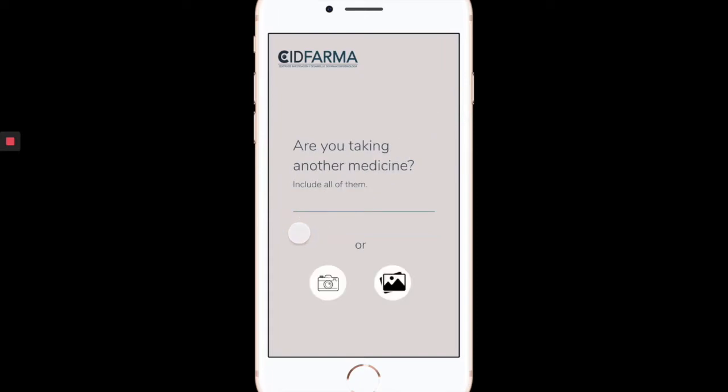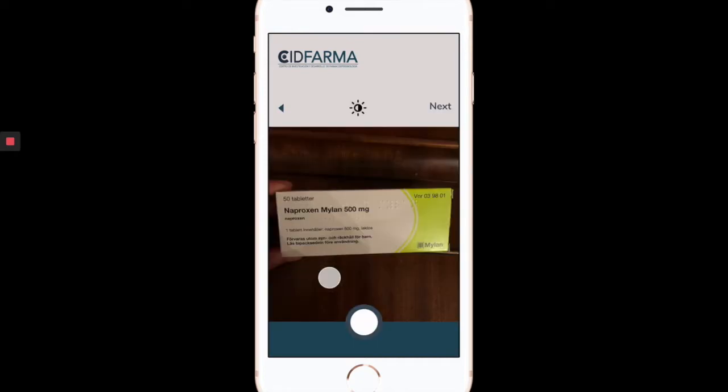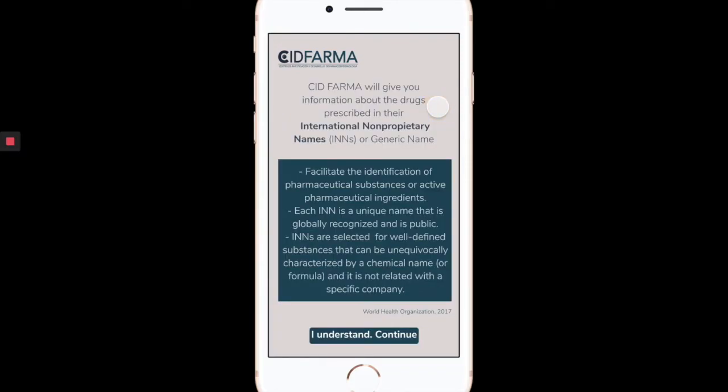We are going to use image recognition to identify the names of the medicines because of the complex names they have. The information given about the medication prescribed is going to be in international non-proprietary names in order to avoid the association of the medication with a specific pharmaceutical company.